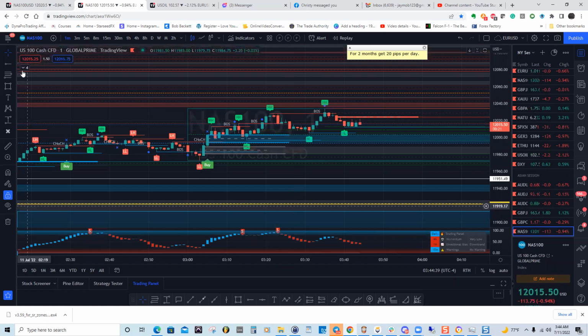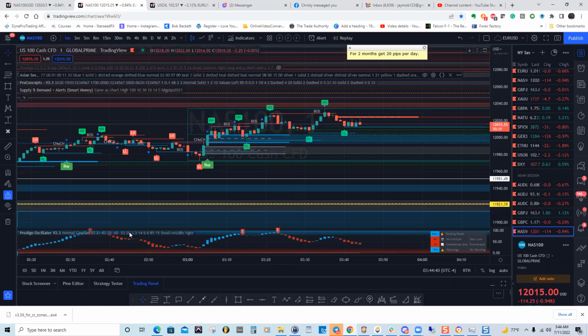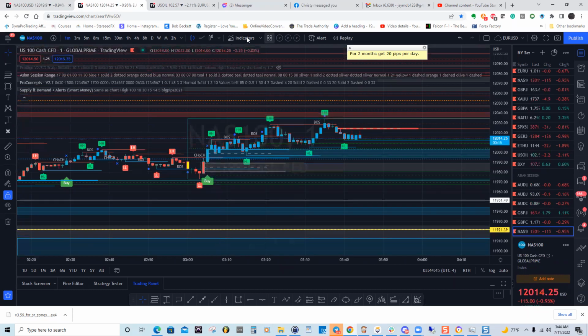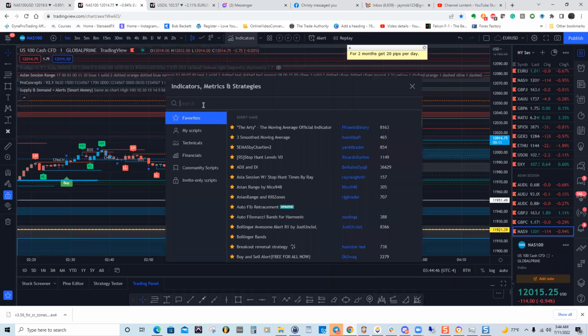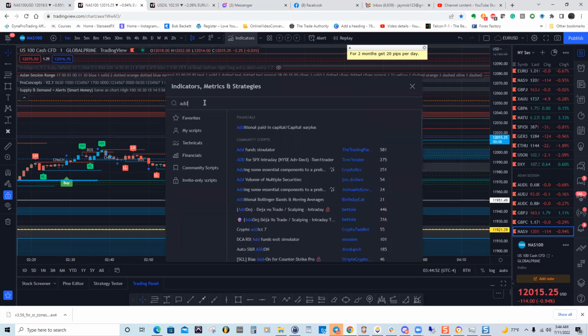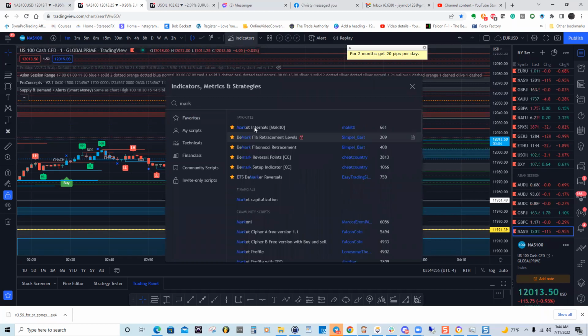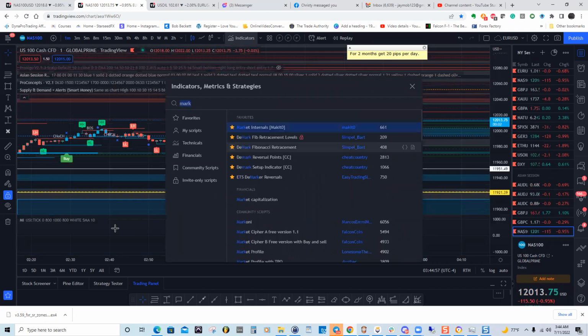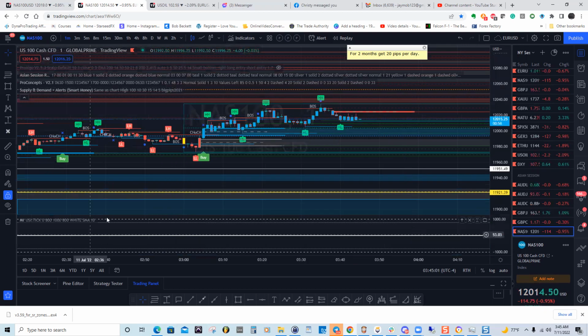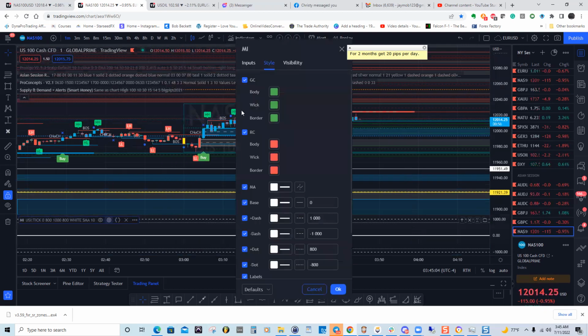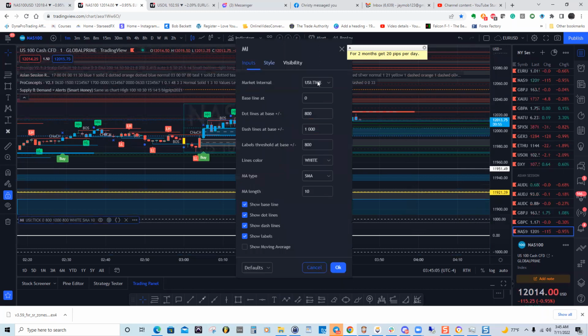So let me get rid of this here. Delete this and add this ADD here. Favorites. Let's see. ADD. No. Market internals here. All right. So this is my market internals here, right? I should have this hooked up the right way. Let's see. ADDs here. Things like that.